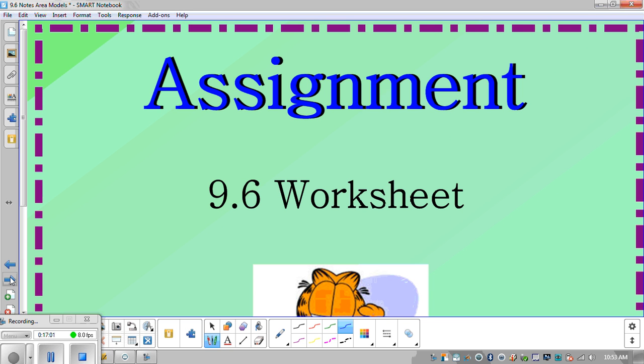Ladies and gentlemen, that is it for our area and perimeter lesson using polynomials. Take a moment, make sure you're good, look over your notes, make sure they're complete. If you are ready, you can come get your notes in class.